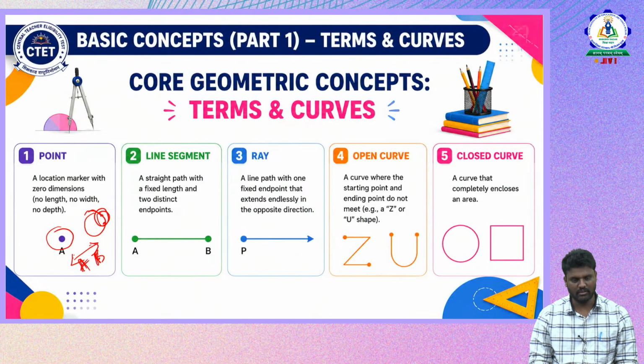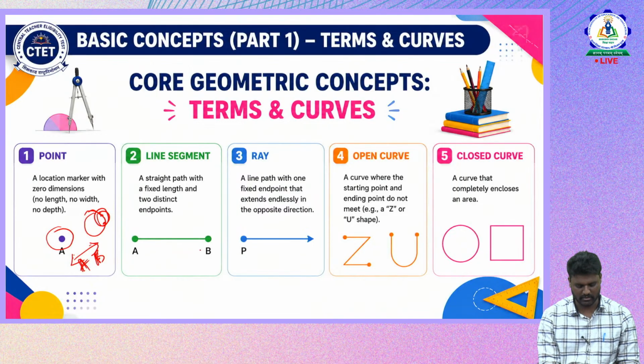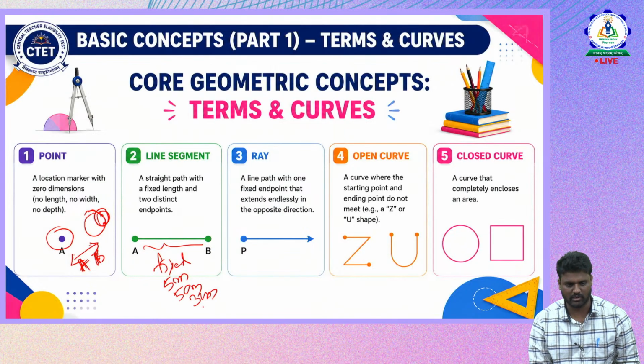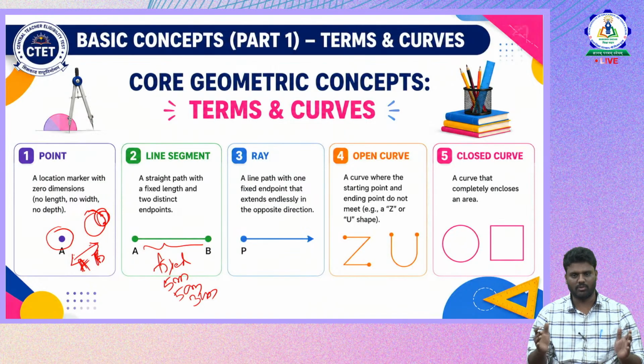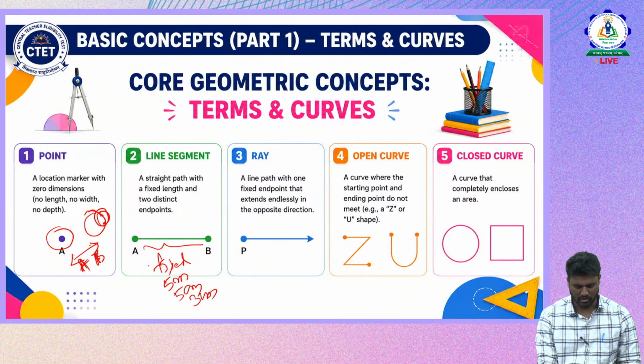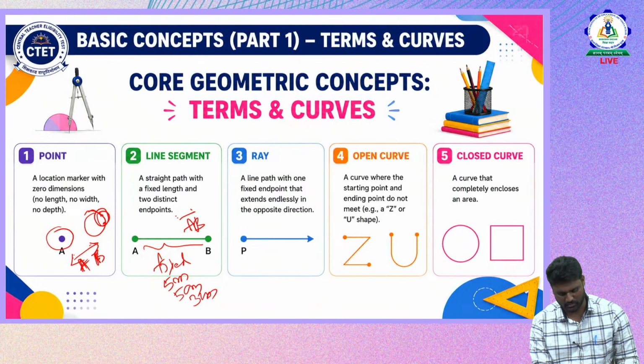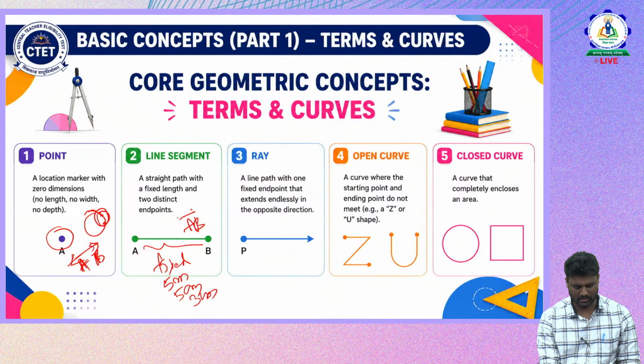The line segment is a straight path which has a fixed length and 2 distinct endpoints. So if you see, there is a point A here and a point B. The distance between point A and point B is fixed. For example, it may be 5 meters, 5 centimeters, or 3 centimeters. So between the 2 points, A and B, there is a fixed length, and this we say is a line segment. We represent the line segment as AB.